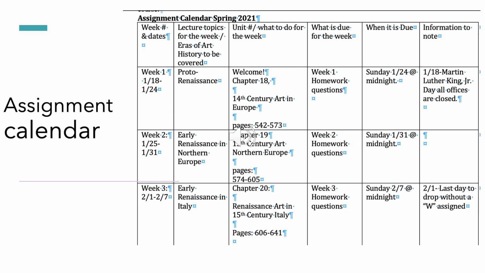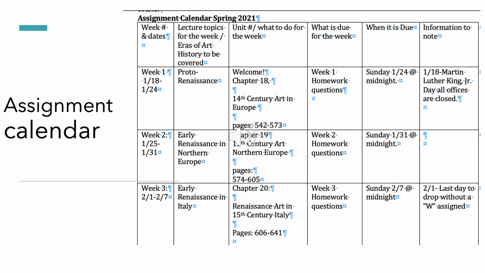So it's asking you to read pages 542 to 573. The next column is what is due for the week. So for week 1, you need to turn in your homework questions. Exam weeks will be listed here. When the assignment is due is the next column.